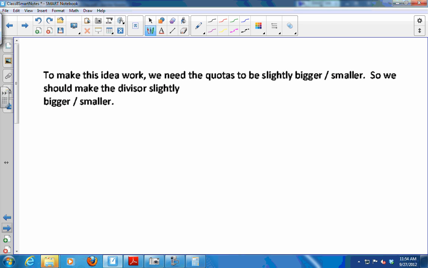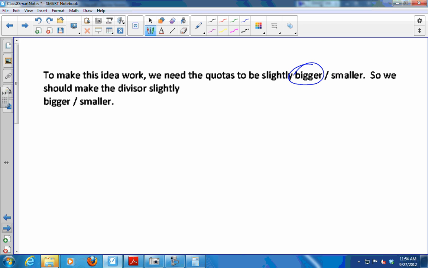All right, so to make this idea work, we have to think about division. Do we want the quotas to be a little bigger or a little smaller? Bigger, because we want there to be no leftovers. So I want them, after I round them down, to be big enough so that they add up to the total instead of being too small. So we need the quotas to be a little bit bigger.